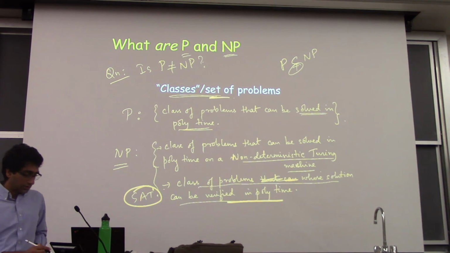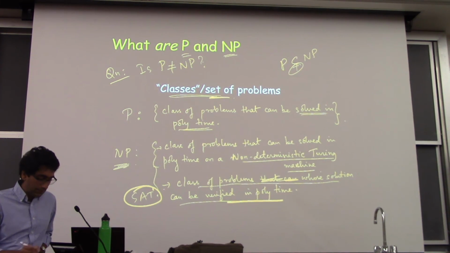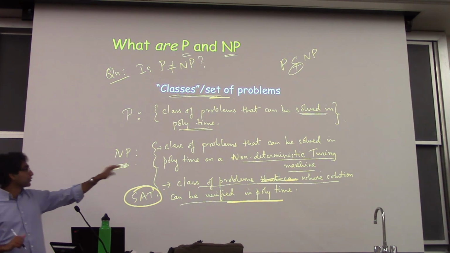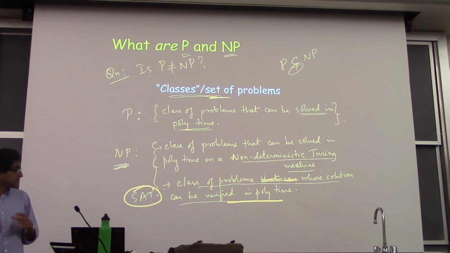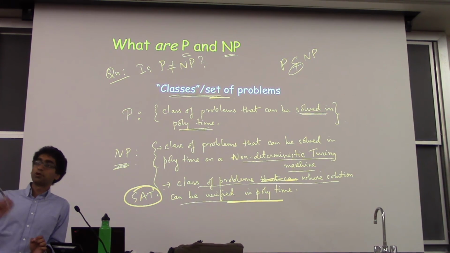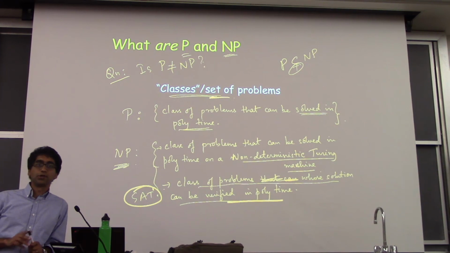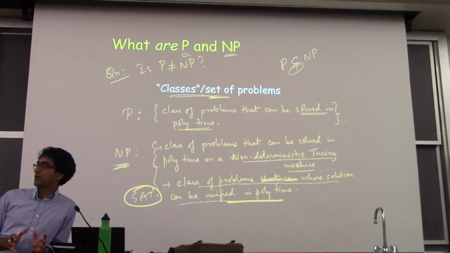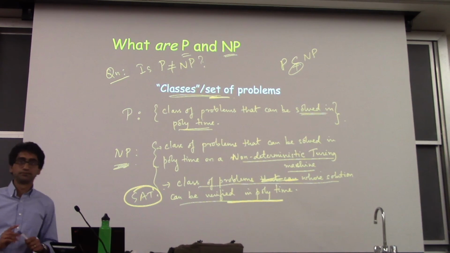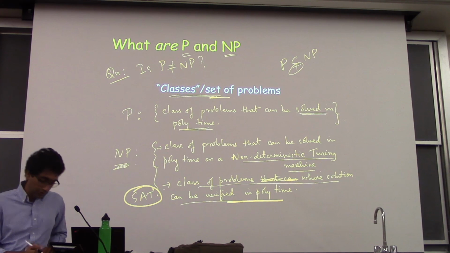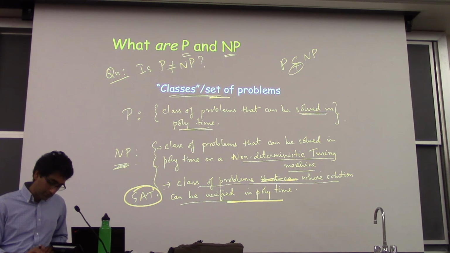These are things that you should know. The important thing to note is that there is this notion of non-deterministic Turing machines, and NP is just the class of problems that can be solved in polynomial time on such machines. Informally, that just means problems whose solution can be verified in poly time. So good, hopefully this is clear.